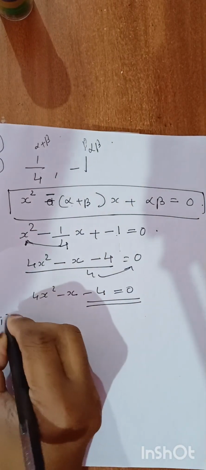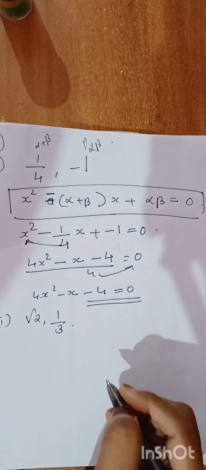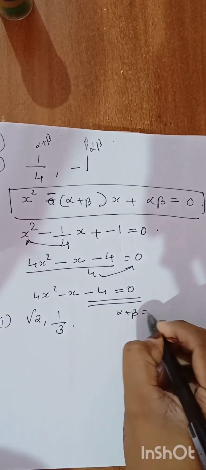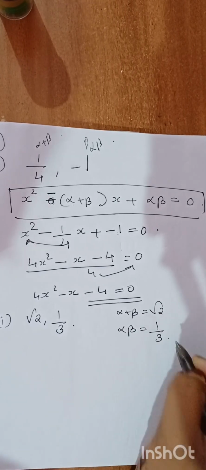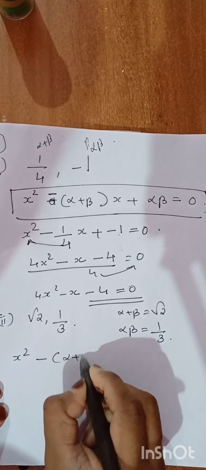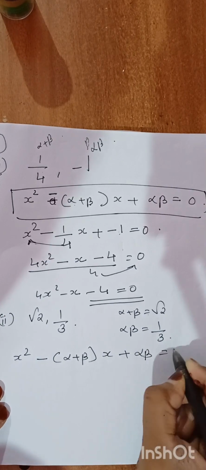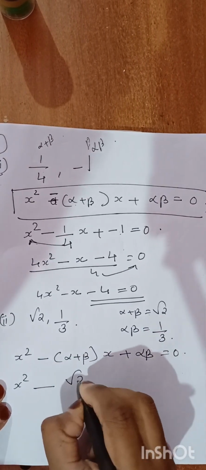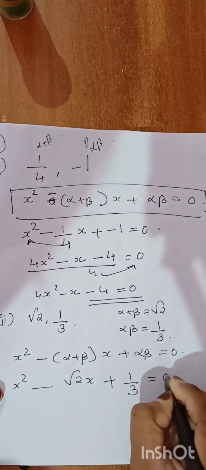Next, the second question is root 2 and 1 by 3. That is, alpha plus beta is root 2 and alpha into beta is 1 by 3. Then write the general formula, x square minus (alpha plus beta) x plus alpha beta is equal to 0. That is, x square minus root 2 into x plus 1 by 3 is equal to 0.